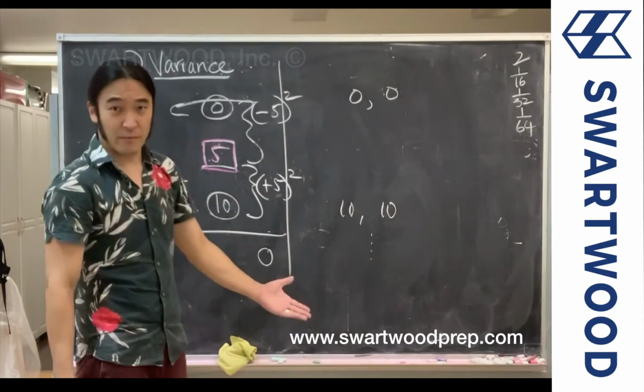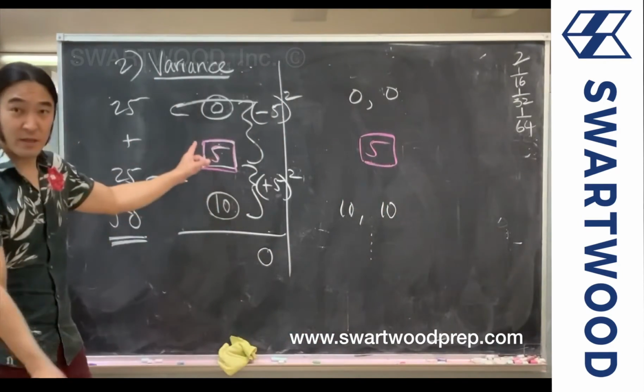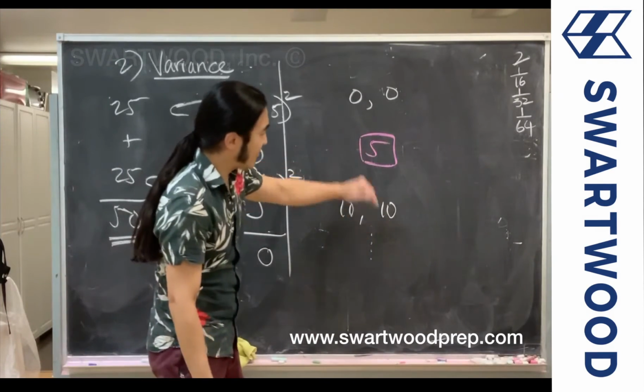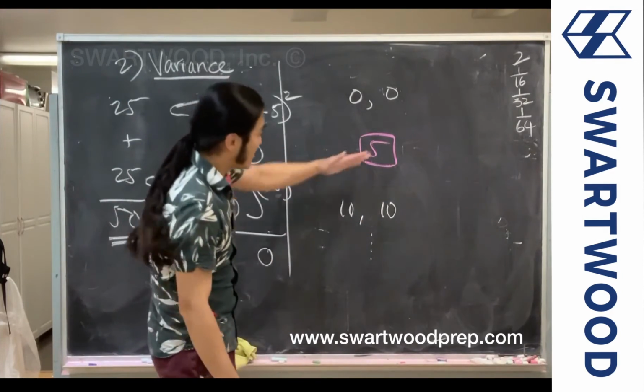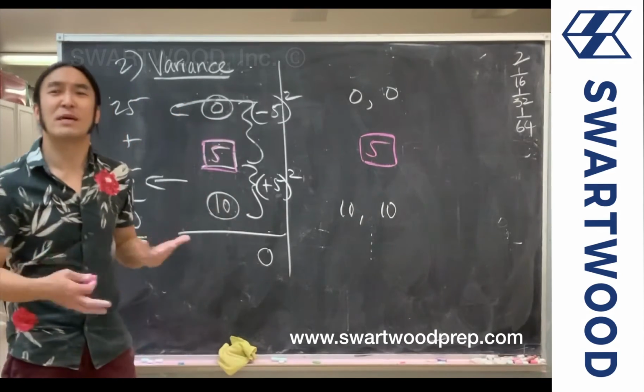I got 4 scores here. The average is 5, just like over here. The spread intuitively looks the same. You've got scores that are either 5 above or 5 below. Okay, so 5 above, 5 below. Here it's what? 5 above, 5 below. So the spread looks the same.